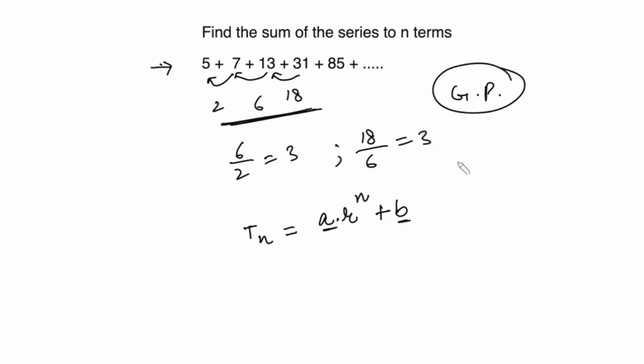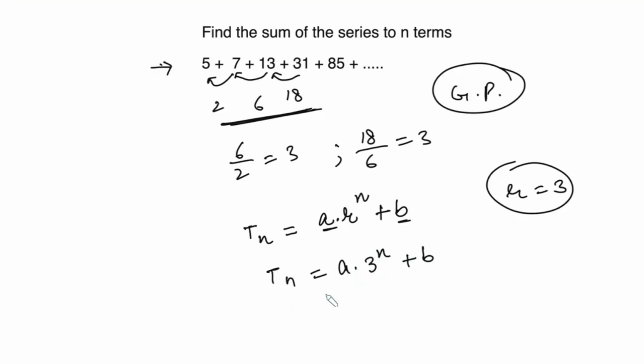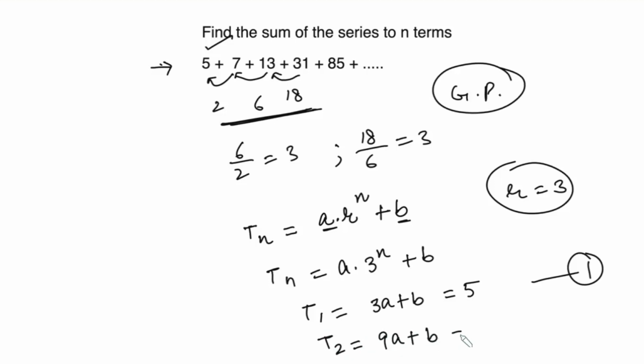We already know r, that r is equal to 3, right? So Tn is equal to a times 3 to the power n plus b. If we replace n with 1, we get T1, which is 3a plus b, and that is given equals to 5. I can call this equation 1. If we replace n with 2, we get T2 equals 9a plus b, and that is given as 7. So we have two equations in two variables.